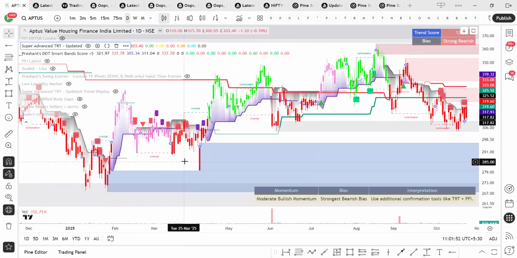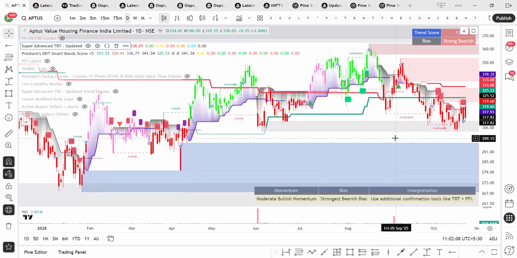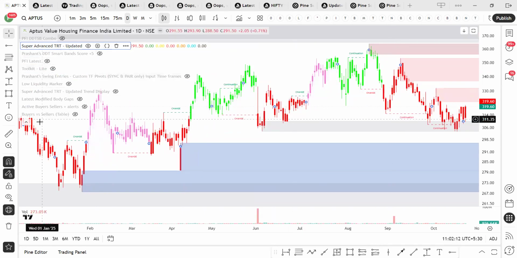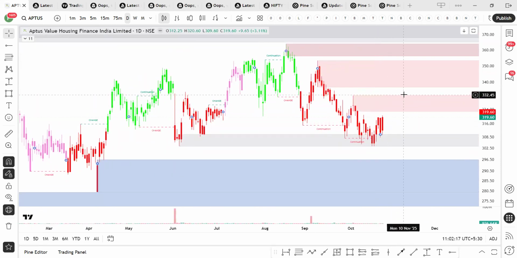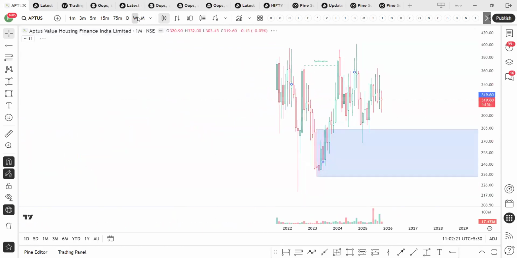We have to have at least two things favorable: PRT and either momentum bands and DDT bands, or the PFI number. When the PFI numbers are large, we can expect bigger targets. When PFI numbers are very small, we expect smaller targets and exit at the first target. That's it about Aptus. If it closes above 332, only then I will look for any trade in it.